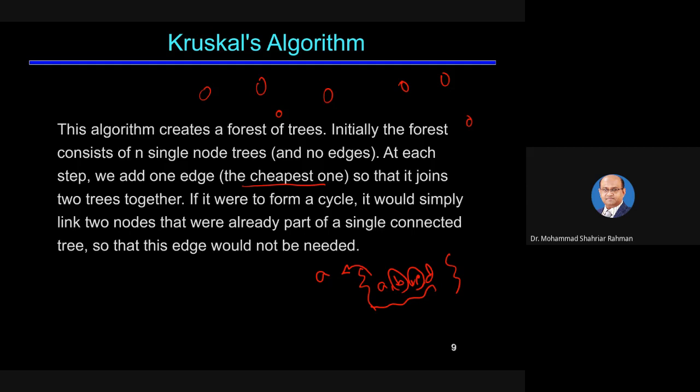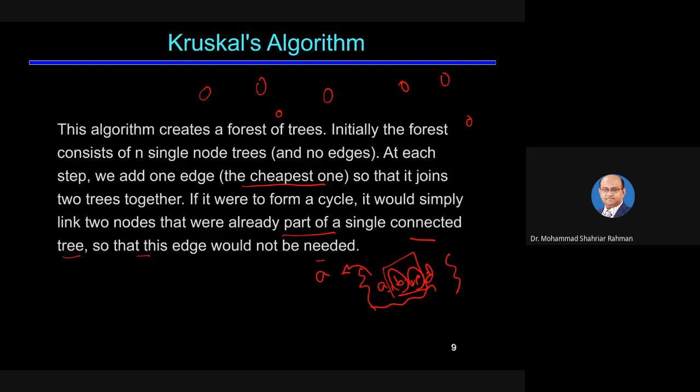Right? আমরা disjoint set create করছি, so সেখানে আমাদের এই সেম সেটে দুটো নোড থাকা মানে হচ্ছে আমাদের this will create a cycle. So আমাদের এখানে সেই same thing. If we were to form a cycle, it would simply link two nodes that were already part of a single connected tree. এই particular example A B C D এরা মিলে একটা ট্রি করেছে, তো সেখানে DC already the components of the connected tree. So this edge or such edges would not be needed.